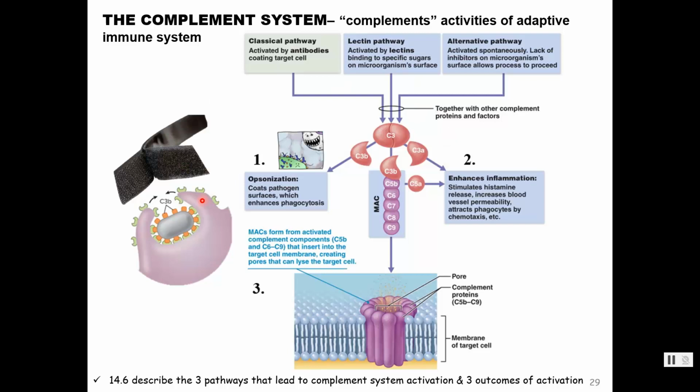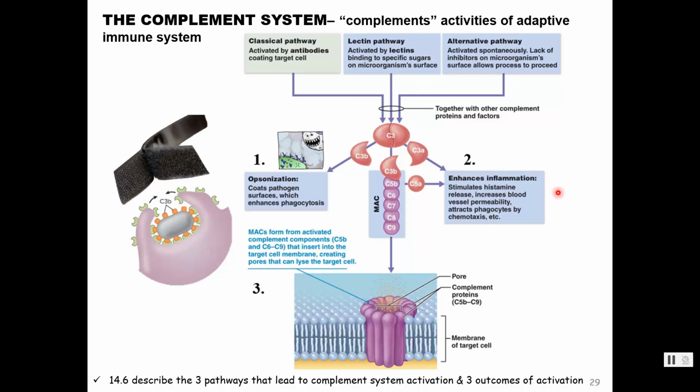One is C3b binds and coats pathogens. When it does that, it enhances phagocytosis, that cell eating. Your book says when something is covered in C3b, it's like half a Velcro. There are receptors on the surface of macrophages, dendritic cells, neutrophils, eosinophils, any phagocytic cell, and they're going to bind to the C3b, and that gives them a handle so they can better eat them. So it enhances phagocytosis.